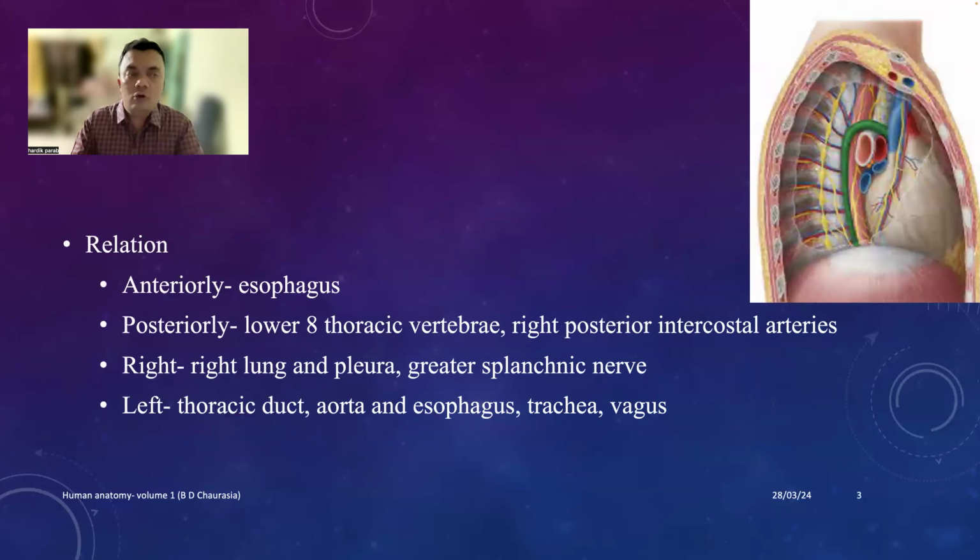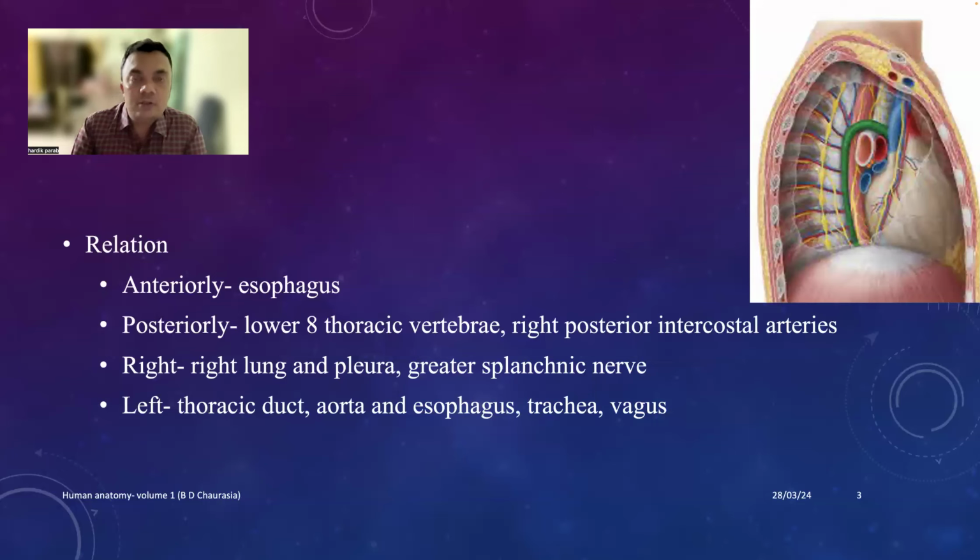Before moving on to the relations, we need to know the course, how it is formed. This azygos vein enters the thorax by passing through the aortic opening in the diaphragm. The diaphragm is the muscle which separates the abdominal cavity and thoracic cavity. In that you have multiple openings. Through the opening which allows the passage of the aorta, the azygos vein enters from the abdomen into the thoracic cavity, because it has to go towards the heart.